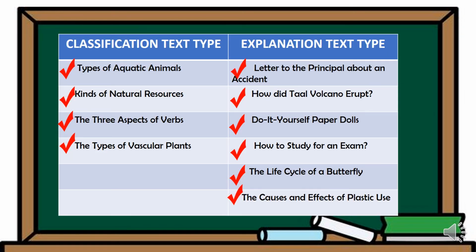Okay, so here are the answers. For the classification text type, we have types of aquatic animals, kinds of natural resources, the three aspects of verbs, and the types of vascular plants. While the explanation text type, we have the letter to the principal about an accident, how did the Taal volcano erupt, do-it-yourself paper dolls, how to study for an exam, the life cycle of a butterfly, and the causes and effects of plastic use.